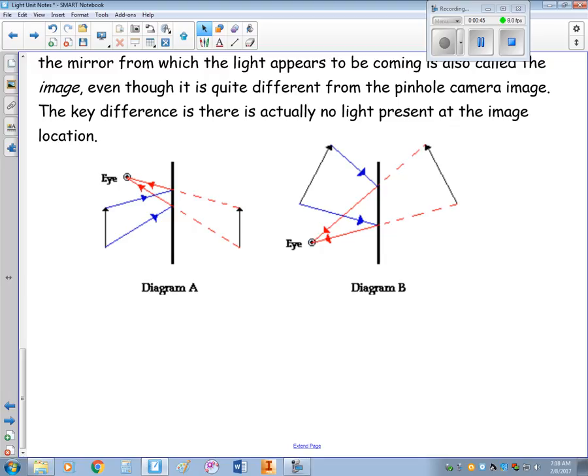So here I have an object. It's an arrow, pretty simple. Light from the arrow is going to leave the arrow, reflect off the mirror, and enter your eye.